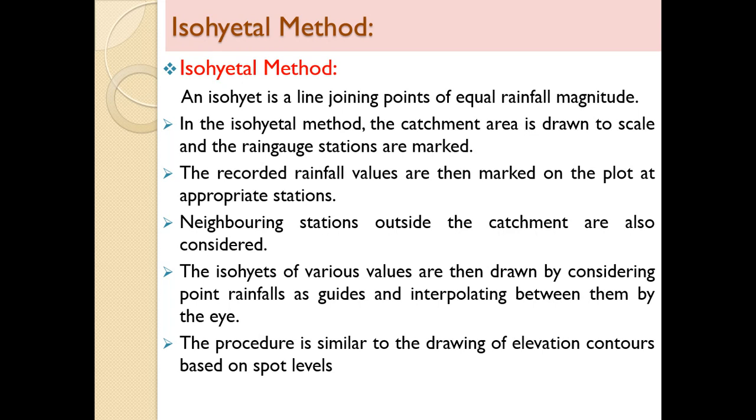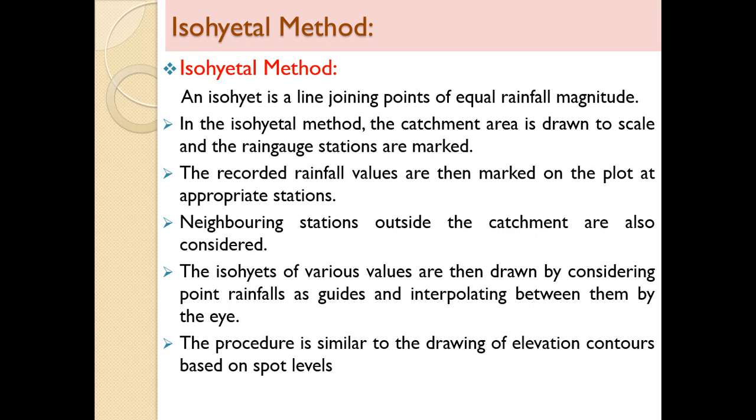In case of this method, similar to the Thiessen polygon method, the very first catchment area is drawn to scale and the rain gauge stations are marked. First, let us understand what an isohyet is. An isohyet is a line joining points of equal rainfall, similar to a contour. A contour is a line joining points of the same elevation. Similar to this, an isohyet is a line joining points of the same rainfall.